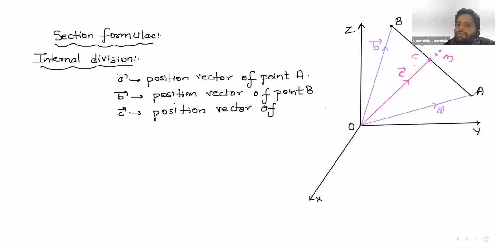Suppose I give you this coordinate 1, 2, 3. This is the coordinate of a point. If I ask you what is the vector OA, the position vector of point A, you will tell me that it is i cap plus 2j cap plus 3k cap. If the points are given, then you can find the position vector like this.